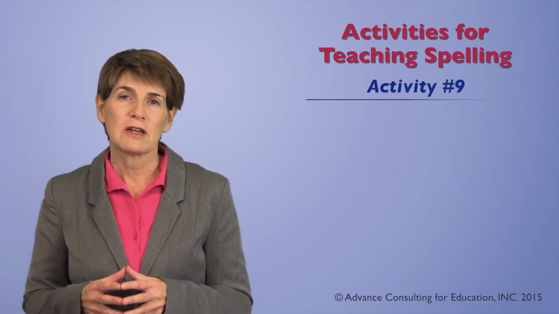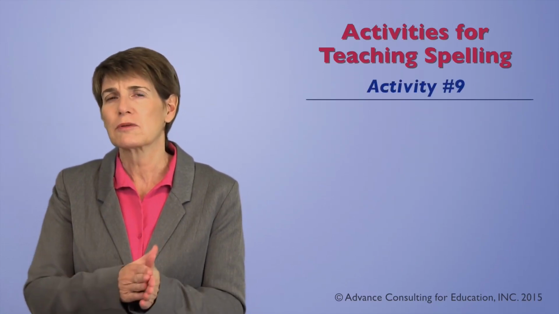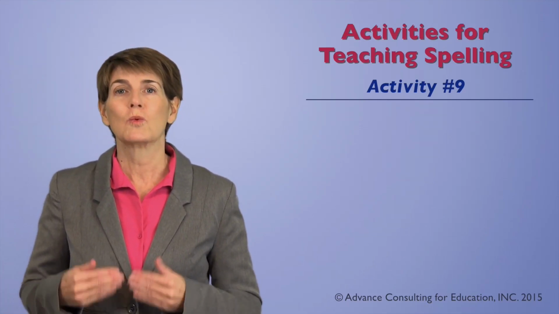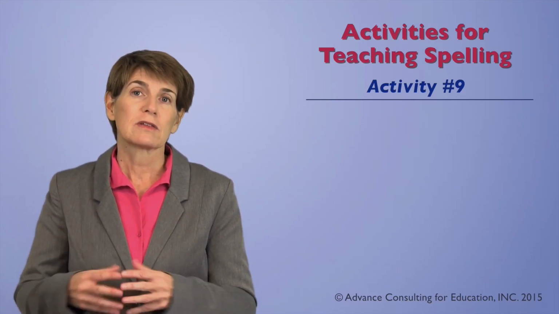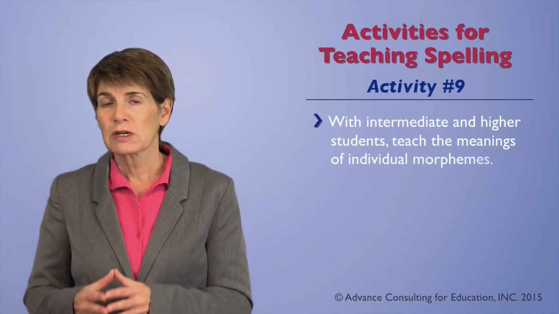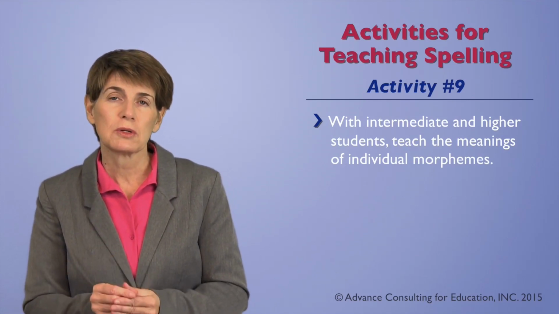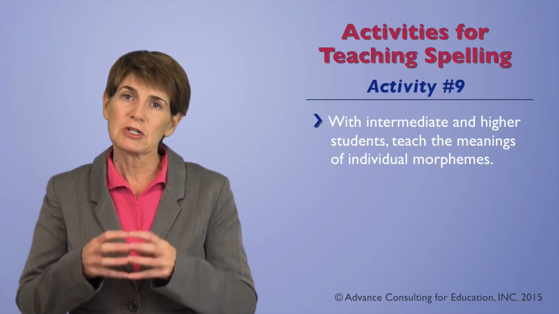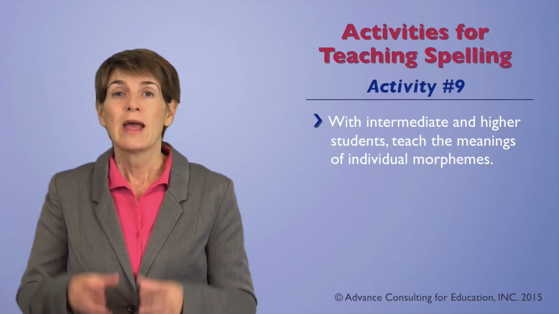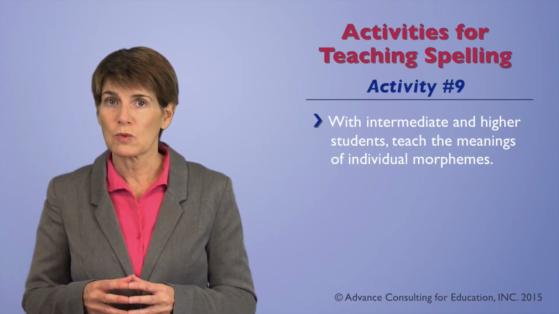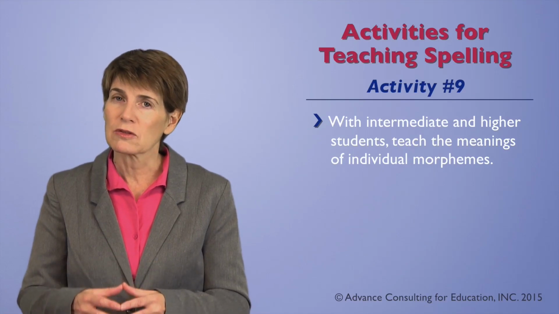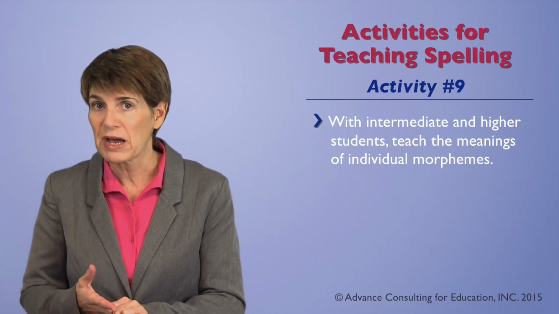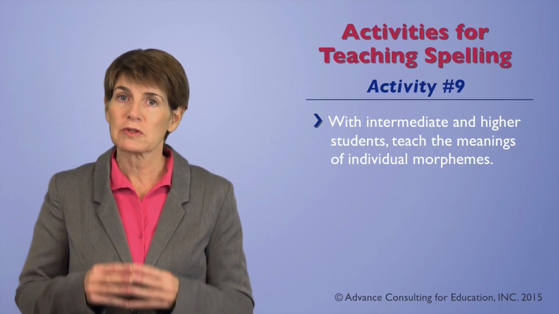The last activity, activity 9, is one that you might want to use with intermediate and higher students. This is an activity that gets students digging more deeply into the word building process. And this is understanding morphemes. So if you recall, morphemes represent the smallest unit of meaning in a word. So we can take any word and we can divide it up into units of meaning, morphemes. And each unit of meaning is spelled in a particular way. So students can start to see patterns above and beyond letter patterns and sound letter patterns. They can start to see meaning patterns. And this also helps them learn to spell.